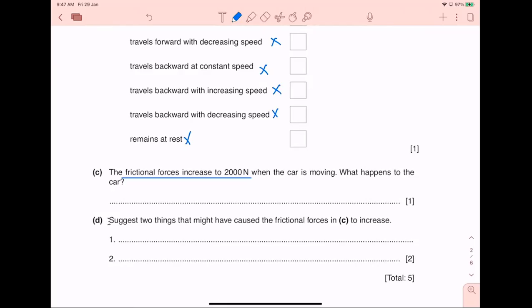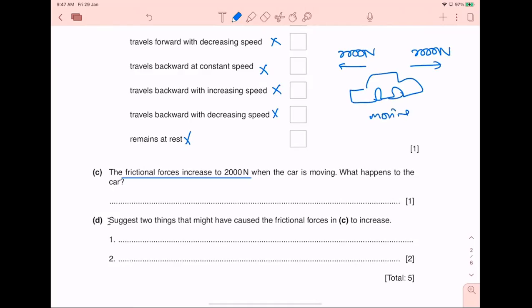So it means that if your car is moving, even though this is 2,000 Newton and up here it is increasing to 2,000 Newton, if your car is moving, it will continue moving. Your car will not stop suddenly because there is nothing at the front. Only if there is a wall will your car stop. If there is no wall, then your car will continue moving.